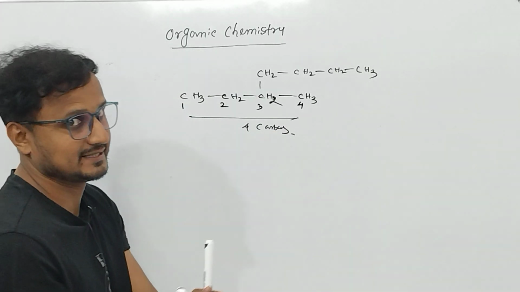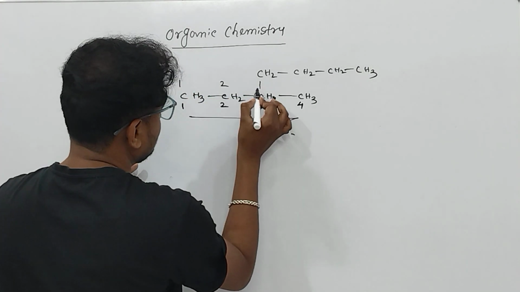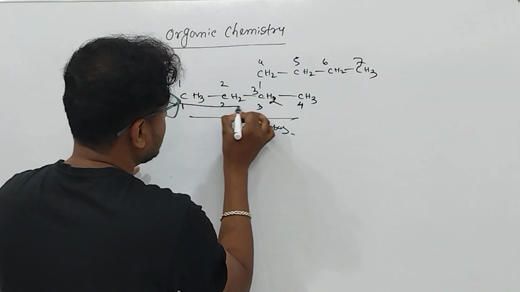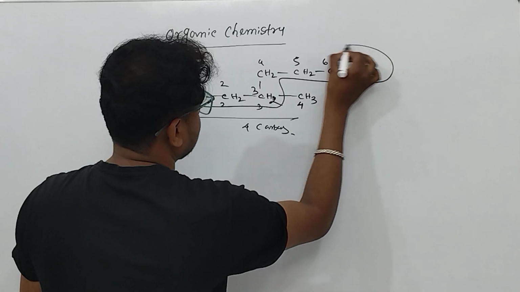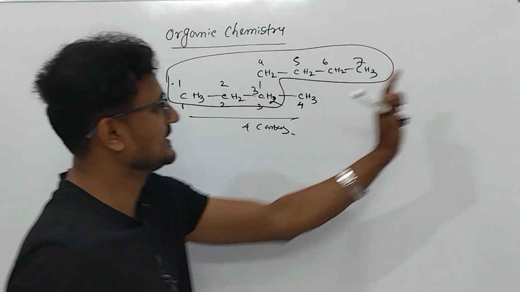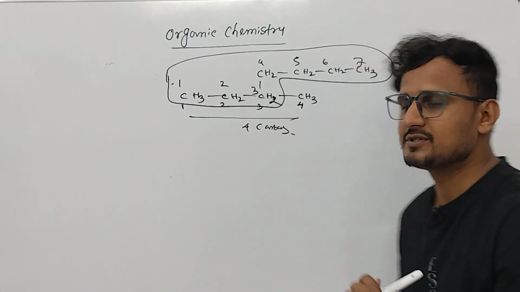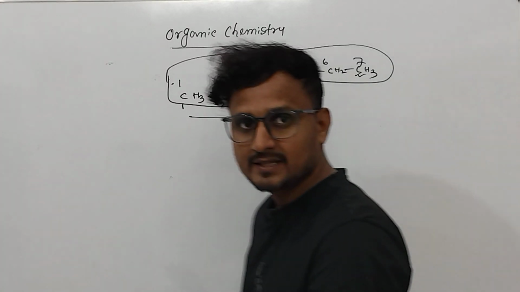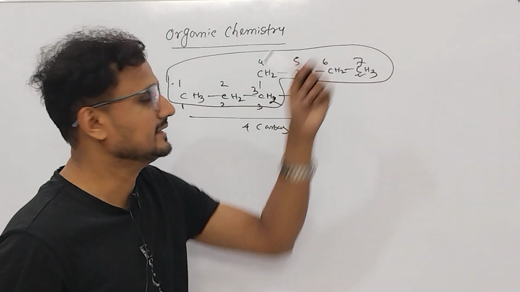But if somebody goes like this, 1 2 3 4 5 6 7, in this chain, how many carbons are present? 7 carbons. So according to the rule, this is the correct numbering.